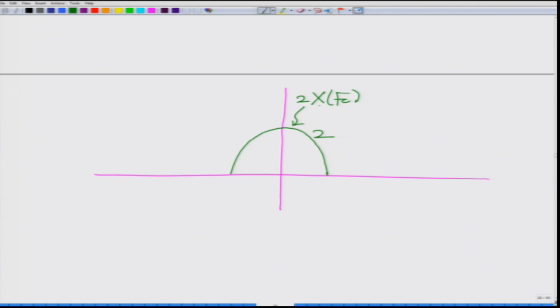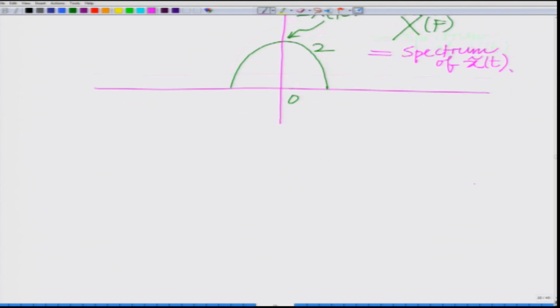So, this is at the 0 frequency, and this is your x tilde f, which is the spectrum of x tilde t, or the complex baseband equivalent signal of x t.